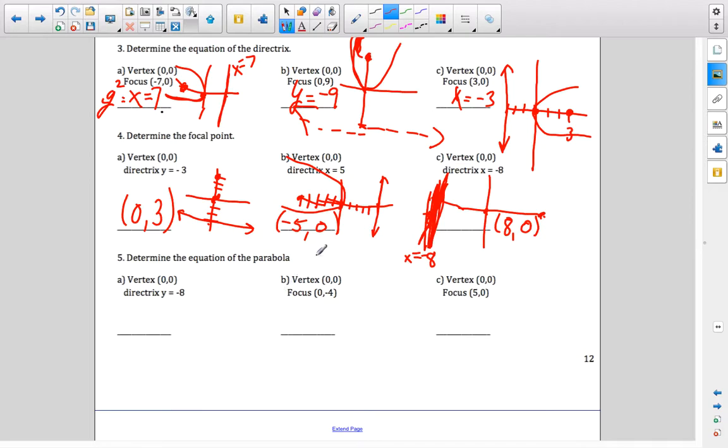The equations look like x squared equals 4px, or it looks like y squared equals 4py.